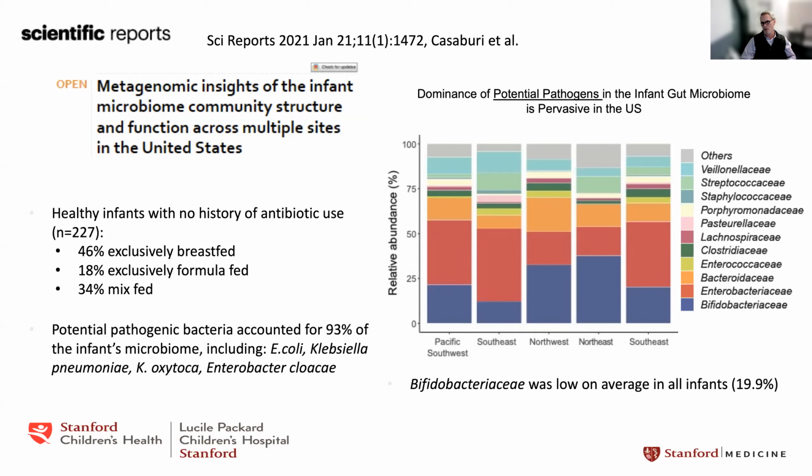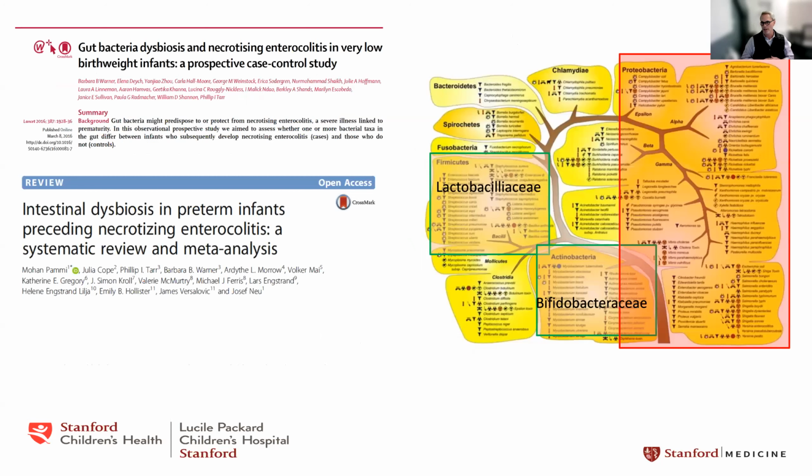And when you summed it all up, on average, bifidobacteriaceae was present in only about 19% or 20% of relative abundance across these babies. And potential pathogens like E. coli and Klebsiella in this taxa of Enterobacteriaceae made up the vast majority of the others. So why is that problematic? Well, that's true not only, and these are term babies who are outpatients, it's also true of hospitalized babies.